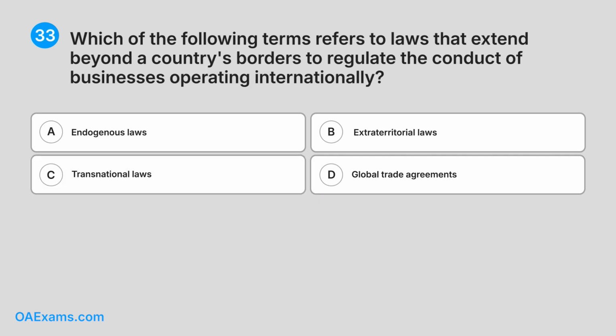33. Which of the following terms refers to laws that extend beyond a country's borders to regulate the conduct of businesses operating internationally? A. Endogenous laws. B. Extraterritorial laws. C. Transnational laws. D. Global trade agreements. Can you guess the answer?